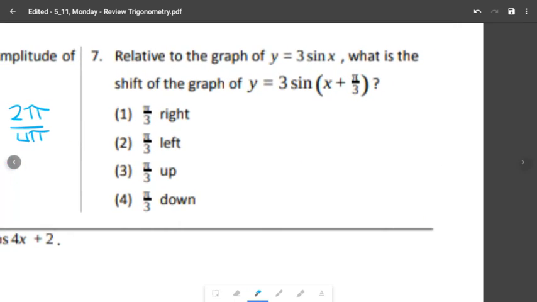Question 7. Relative to the graph of y equals 3 sine x, what is the shift of the graph of y equals 3 sine of x plus pi over 3? So this number in here, remember, is your horizontal shift. It moves you left or right, and it always goes opposite the sign. So the positive is actually going to go towards the left, pi over 3. So answer choice 2.